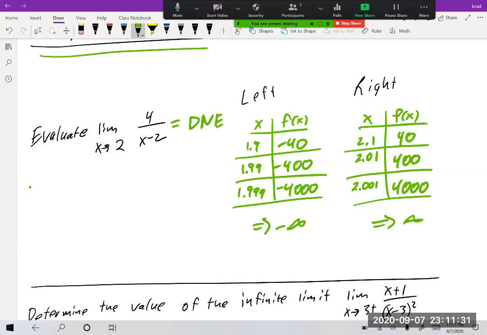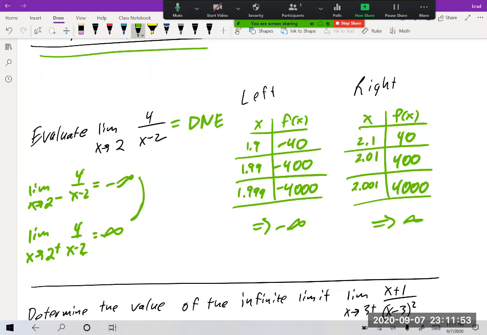Because remember, the limit as x approaches 2 from the left of 4 over x minus 2, that one looks like from the left side, we're getting close to negative infinity. And the limit as x approaches 2 from the right of 4 over x minus 2, it appears that we're approaching positive infinity. And remember, these two values must be the same in order to say that the true limit or the pure limit exists, okay? So in this case, we get D and E.